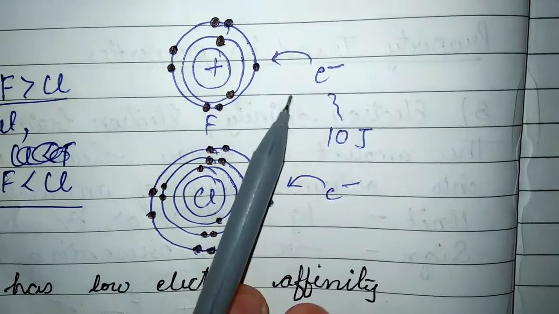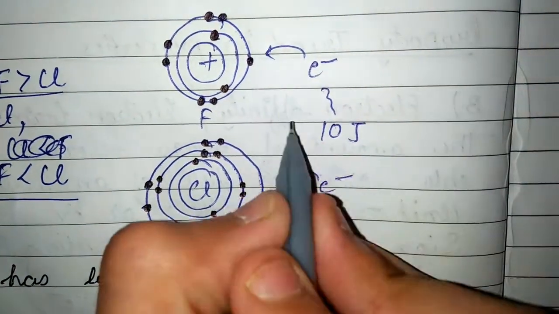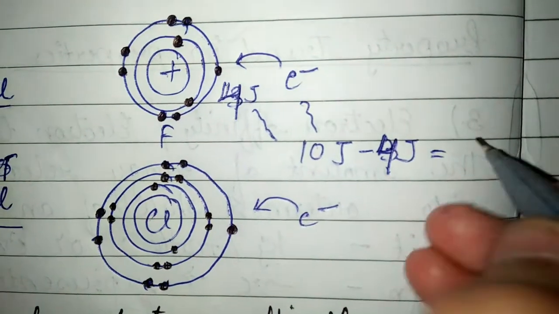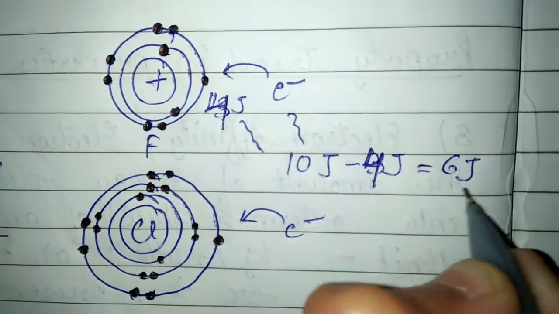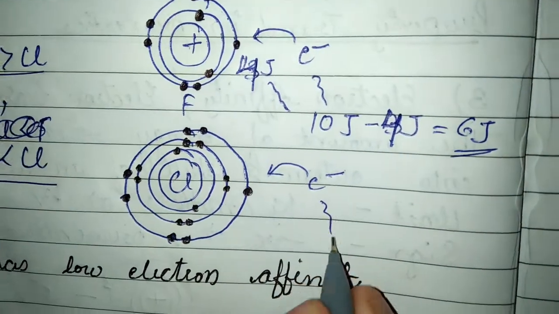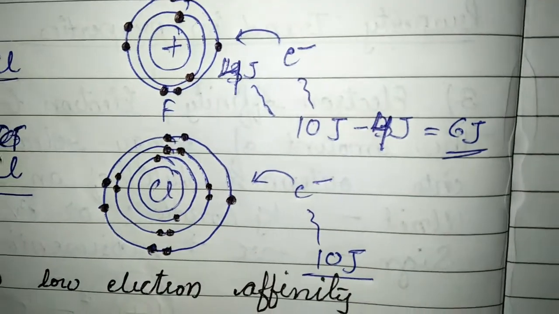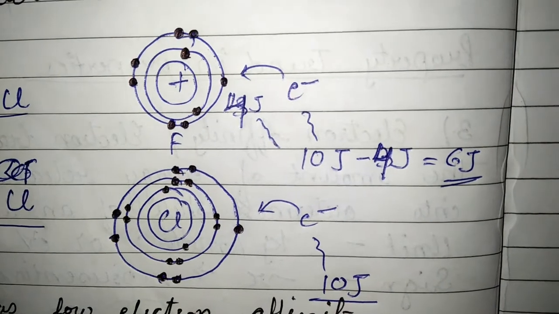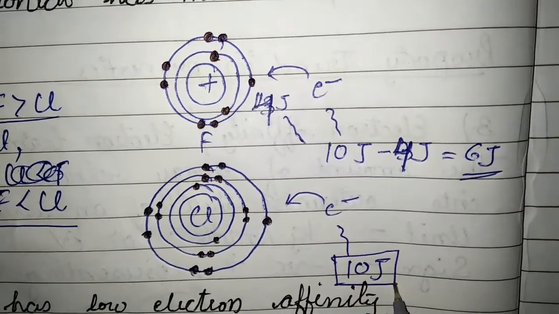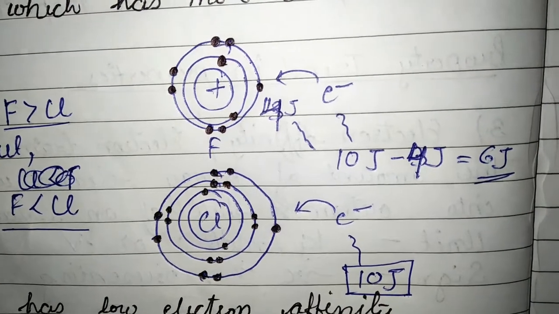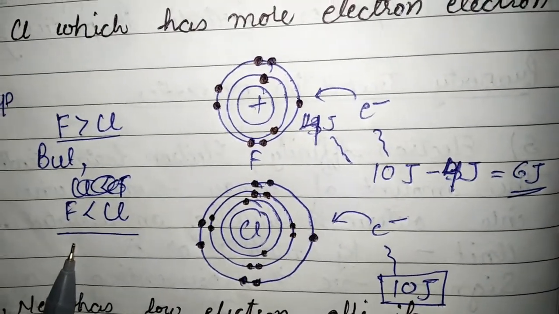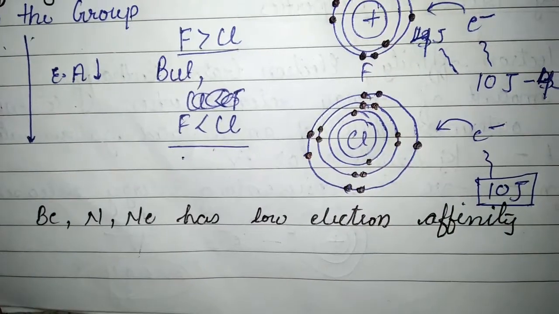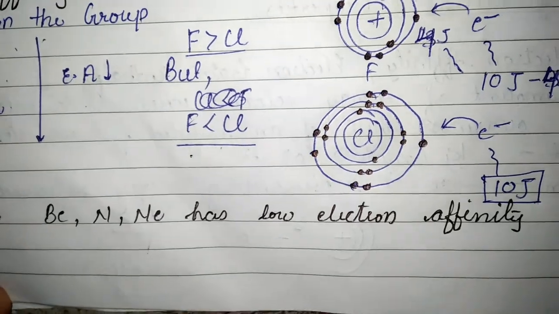But to overcome the inter-electronic repulsion, it takes some amount of energy. Suppose it has taken 4 joule. So the net value becomes 6 joule. But here it has released 10 joule, and since atomic size is bigger, the inter-electronic repulsion can be overcome without taking energy, so the electron affinity remains 10 joule. That's why fluorine is having less electron affinity than Cl. And one more exception is that beryllium, nitrogen, neon have low electron affinity.